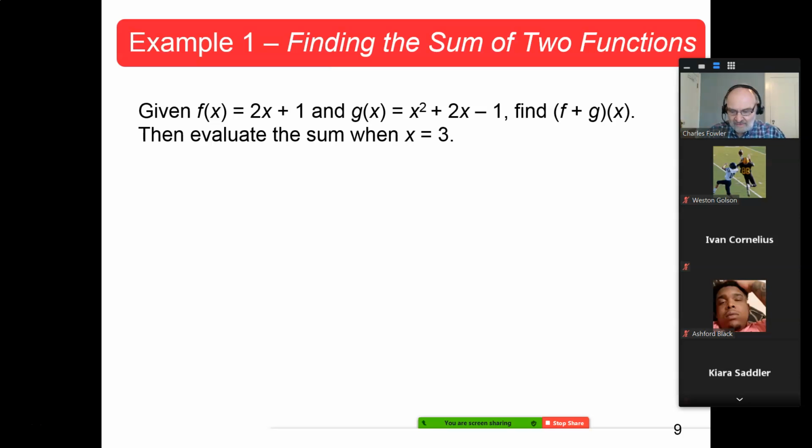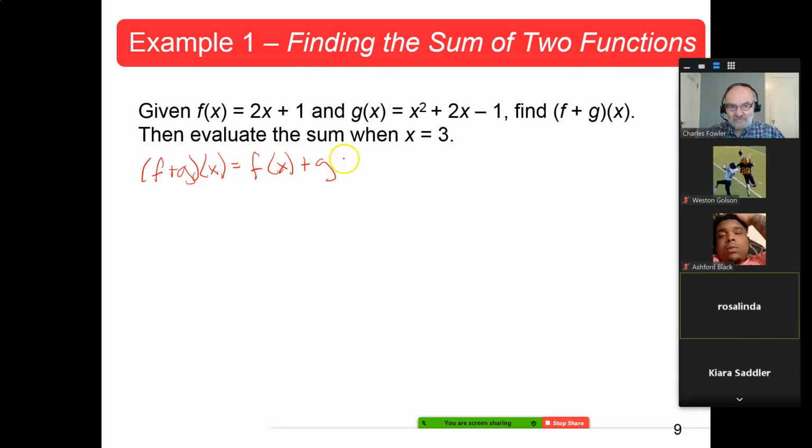So here they have f of x is equal to 2x plus 1. g of x is equal to x squared plus 2x minus 1. Find f plus g of x. Well, we know from the previous thing that f plus g of x is equal to just what you would expect, f of x plus g of x.